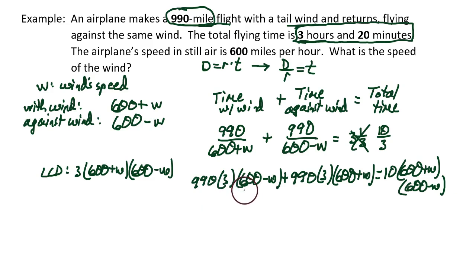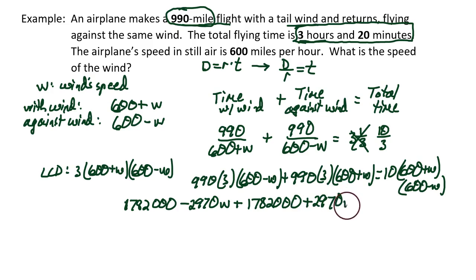Because of the large numbers being multiplied together, a calculator would be helpful. 990 times 3 times 600 is 1,782,000. 990 times 3 times negative w is negative 2970w. Now the middle section. 990 times 3 times 600 again is 1,782,000. 990 times 3 times positive w is positive 2970w.